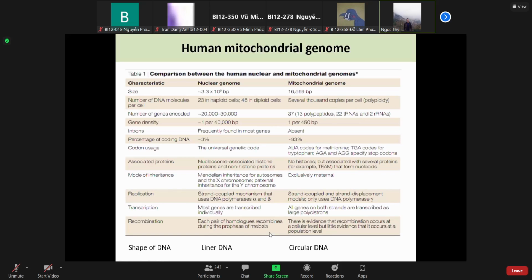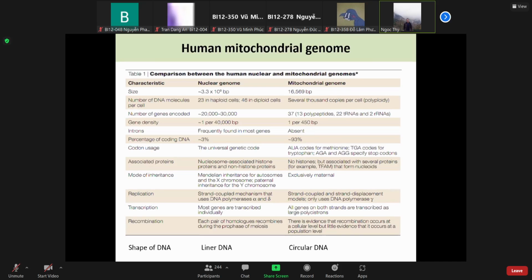So here I have made a small comparison on the differences between the human nuclear genome and the mitochondrial genome for you. This is one important part that you have to remember, if you remember it in the survival kit. So the first comparison is about the size. In human, this is a eukaryotic cell, so the size of the genome is quite large. In human, the size is more than 3 billion base pairs.